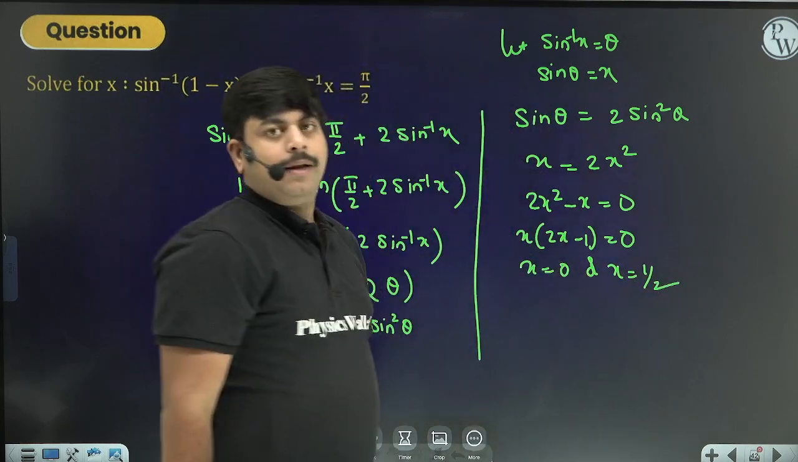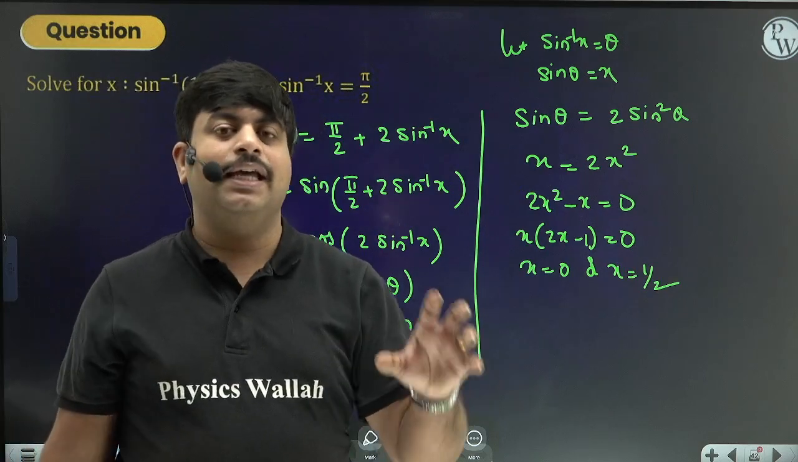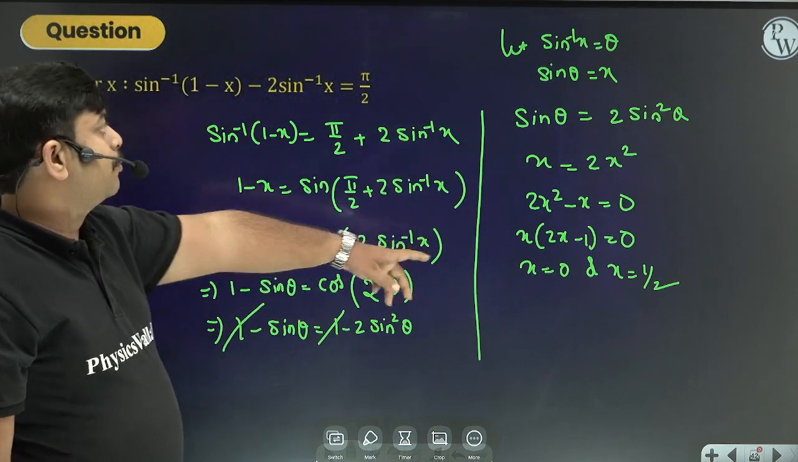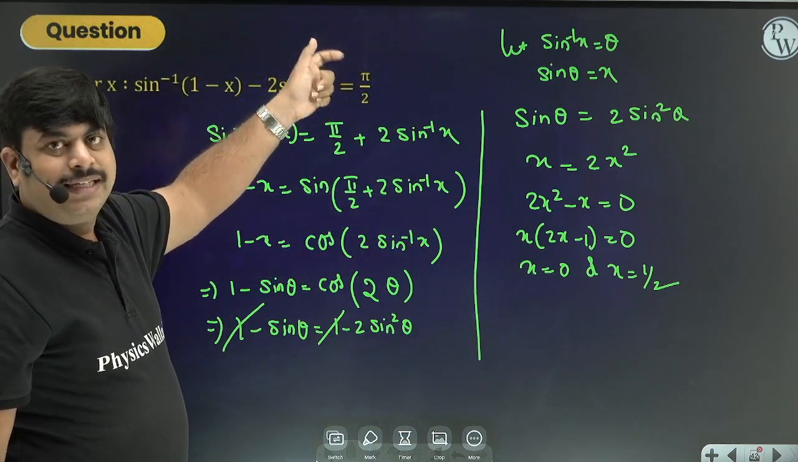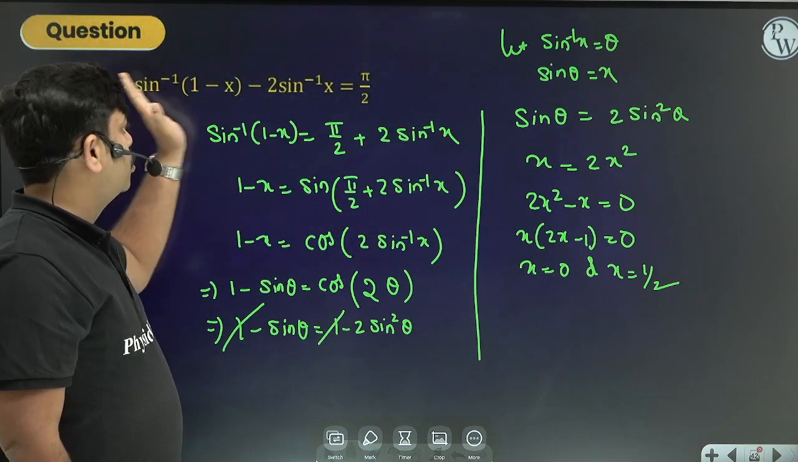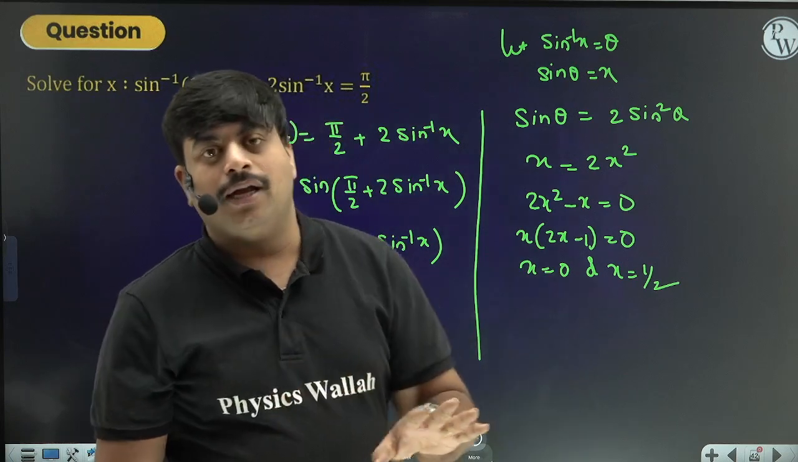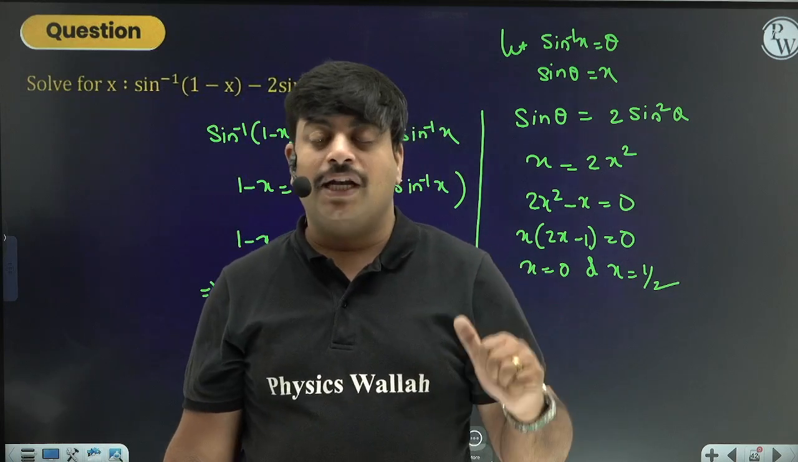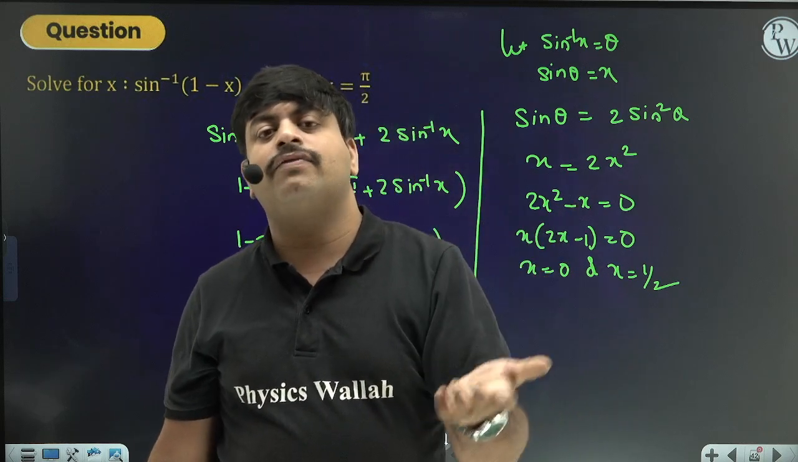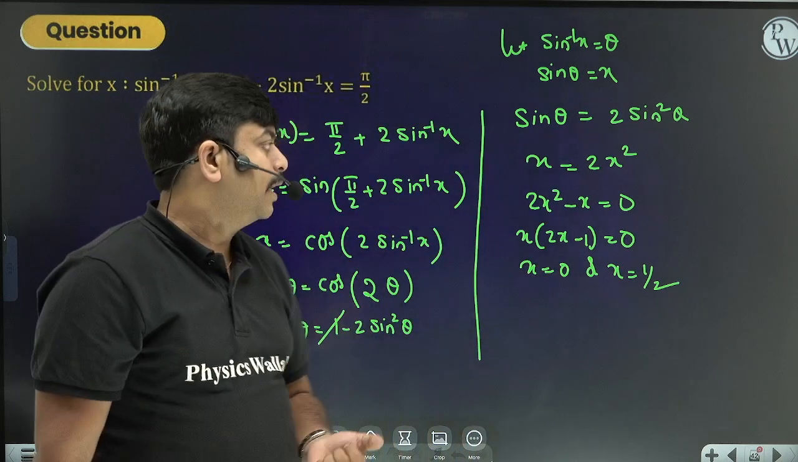But people, in inverse trigonometric functions, whenever you get answers, you should definitely cross-check or verify whether they are correct or wrong. Okay, substitute x equal to 0 and see whether it is satisfying or not. In the same way, substitute x equal to 1 by 2 and verify whether it is correct or wrong. If it is not satisfying, that will never be a solution. In the majority of cases, we get some extra values which do not actually satisfy the equation, so we should be very careful with that.